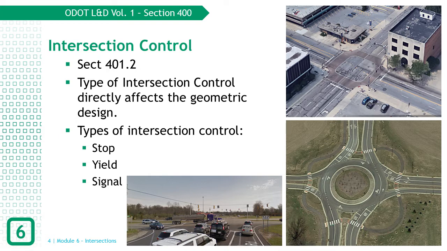Guidance on roundabouts and restricted crossing U-turns has been added to the L&D Volume 1, and FHWA and AASHTO have additional guidance available for alternative intersections. Choosing the right intersection control is important and sometimes tricky, as multiple factors must be considered, including left turn capacity, through capacity, pedestrian usage, and geometric characteristics. FHWA has tools to assist designers with this task.